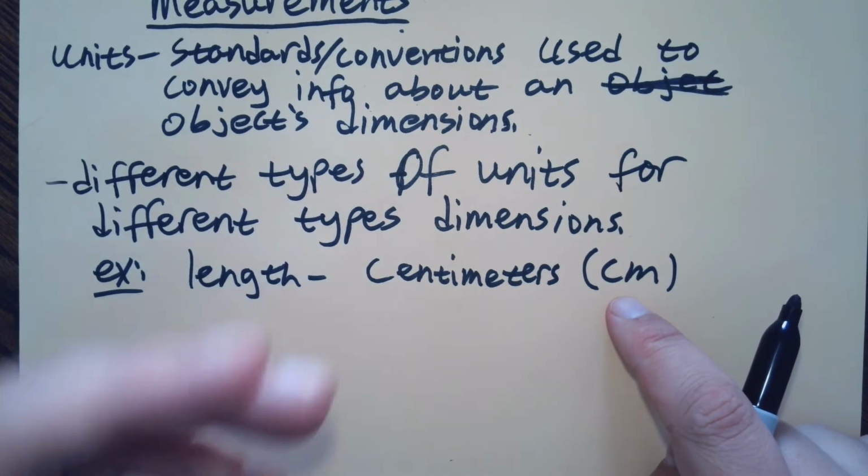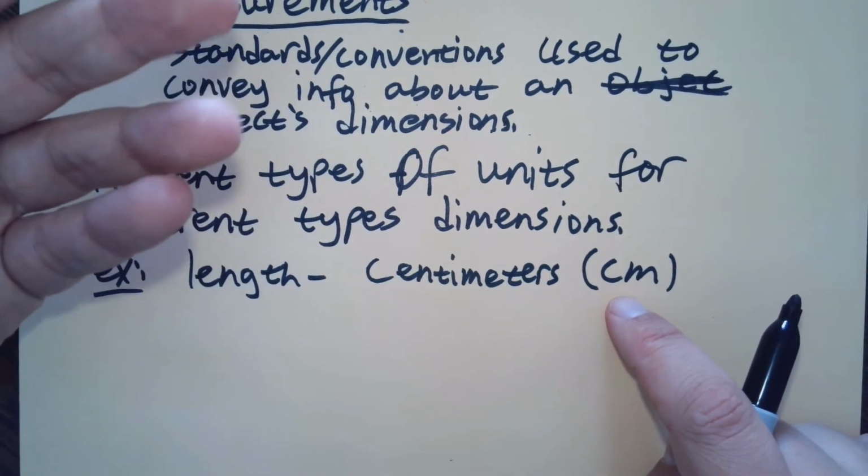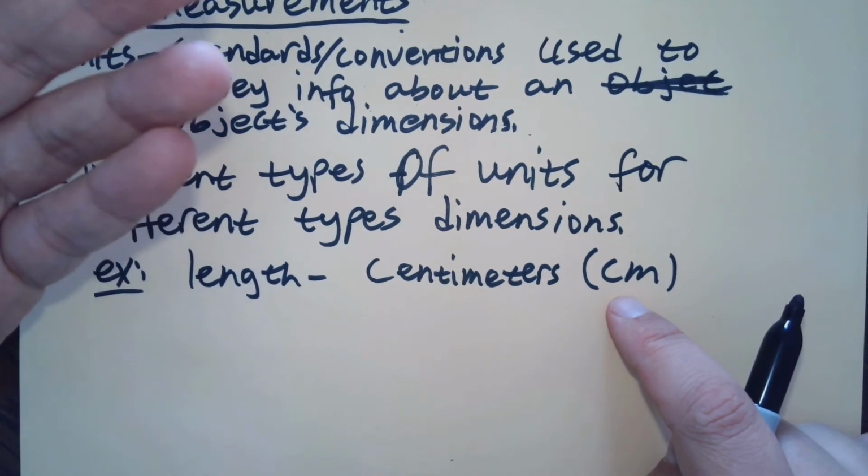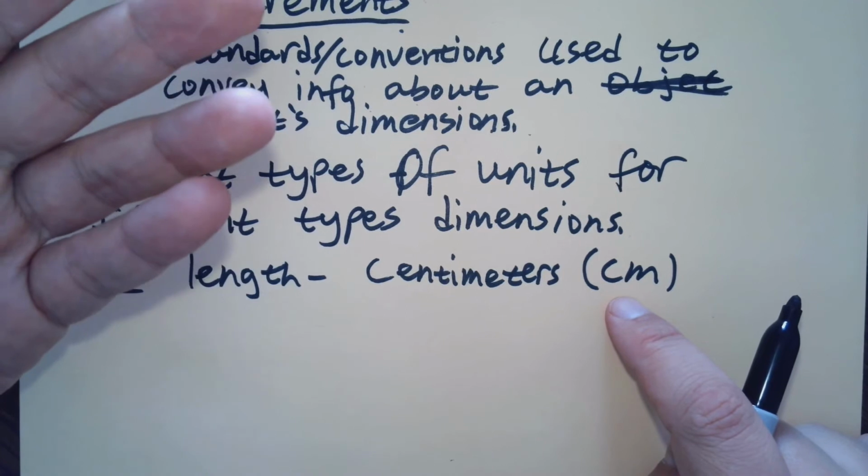Now here in the US, we typically use inches, feet, miles if it's really far, yards if, I don't know, you do track or horse racing, or fabric, I guess. They measure fabric in yards.